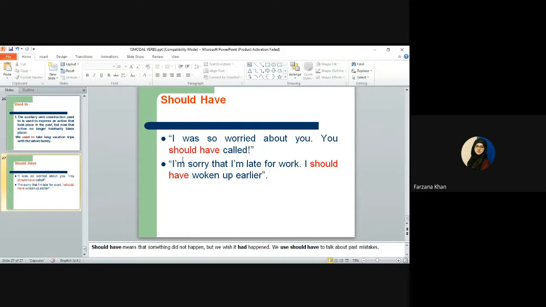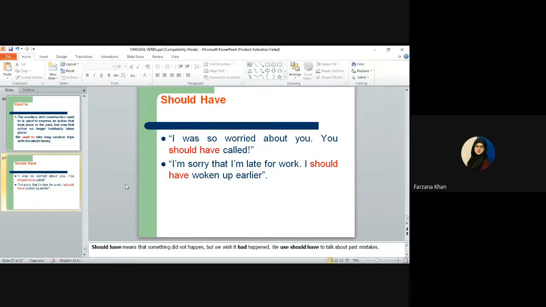In the next example, you can see, I'm sorry that I'm late for work. I should have woken up earlier. मुझे जल्दी उठना चाहिए था. Right? So "should have" is basically the past of "should". So we basically use "should have" to talk about past mistakes.